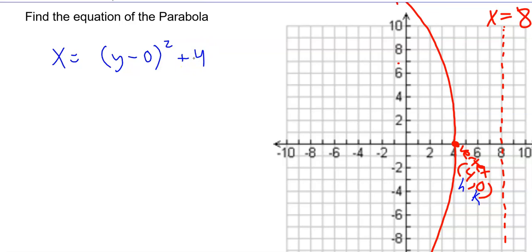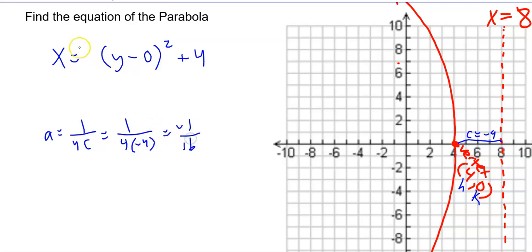Got to figure out my a value. So it looks like the distance between here and here, the c value, is 4. Actually, it's -4 because it's opening to the left. So a equals 1 over 4 times c. So 1 over 4 times -4. So that's -1/16. So -1/16 would be my a value.